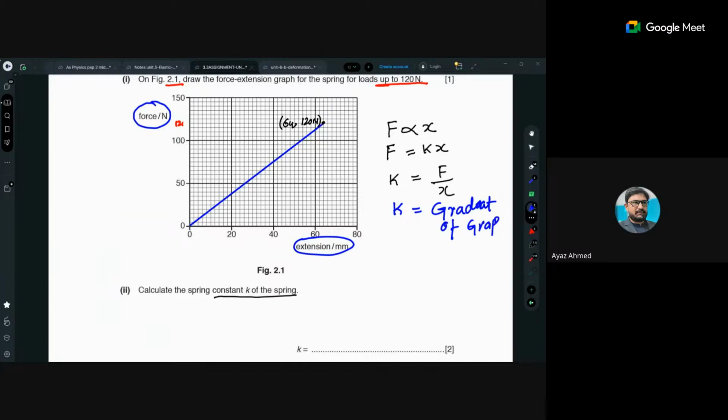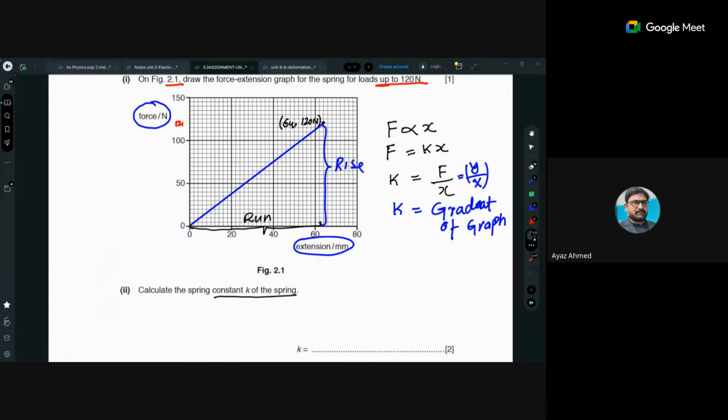Should I say this? Yes, sir. Because, look, the y axis is force and the x axis is your extension. So actually this is your gradient: y2 minus y1 divided by x2 minus x1. Or in other words, you can say this is your rise and the other stuff is your run.